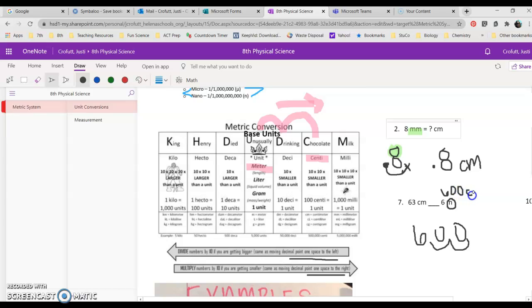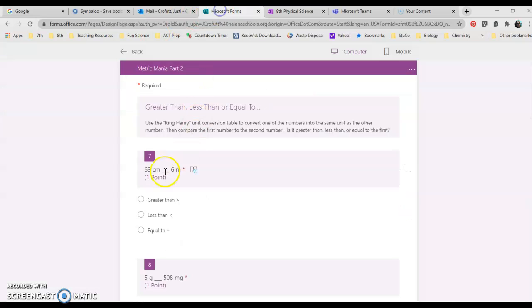Now you are both in centimeters, and you can compare them. We have 63 centimeters and 600 centimeters. Which one's larger? You would do the alligator mouth pointing to whichever one's larger. So 63 centimeters is less than 600 centimeters, and on your Google Forms you would choose less than.